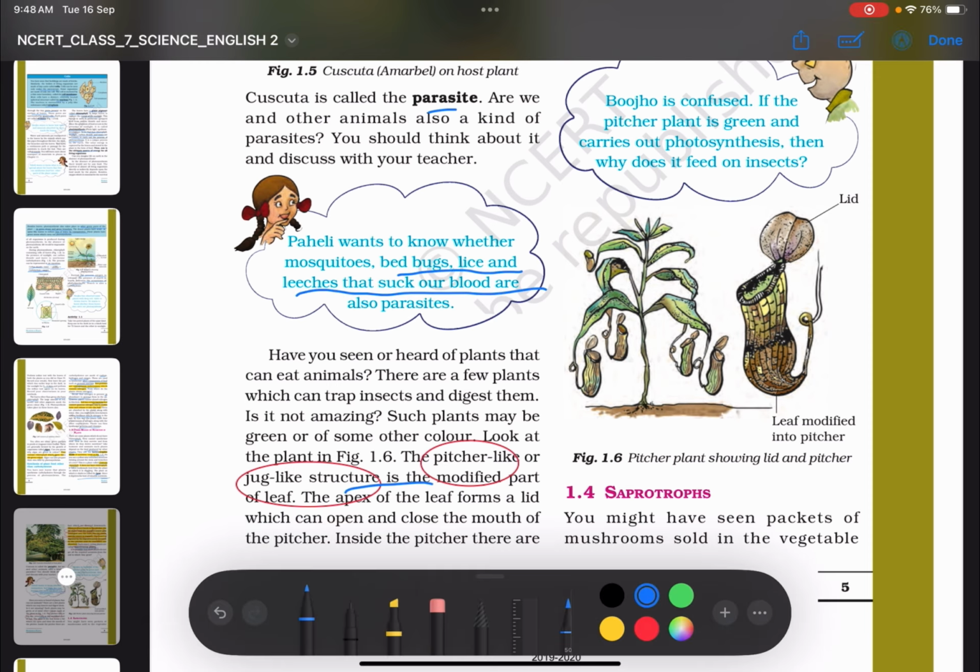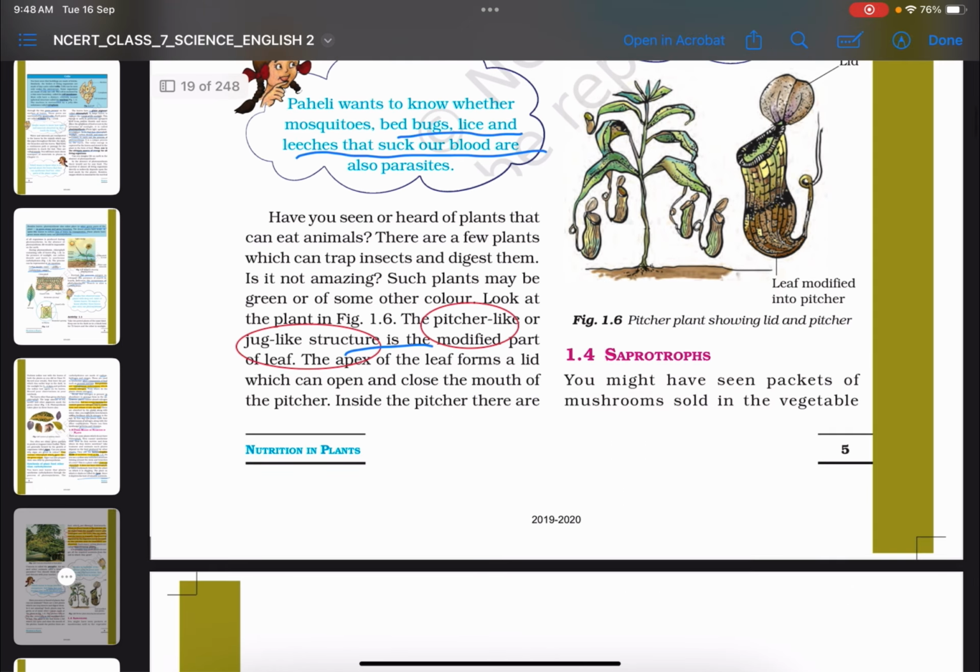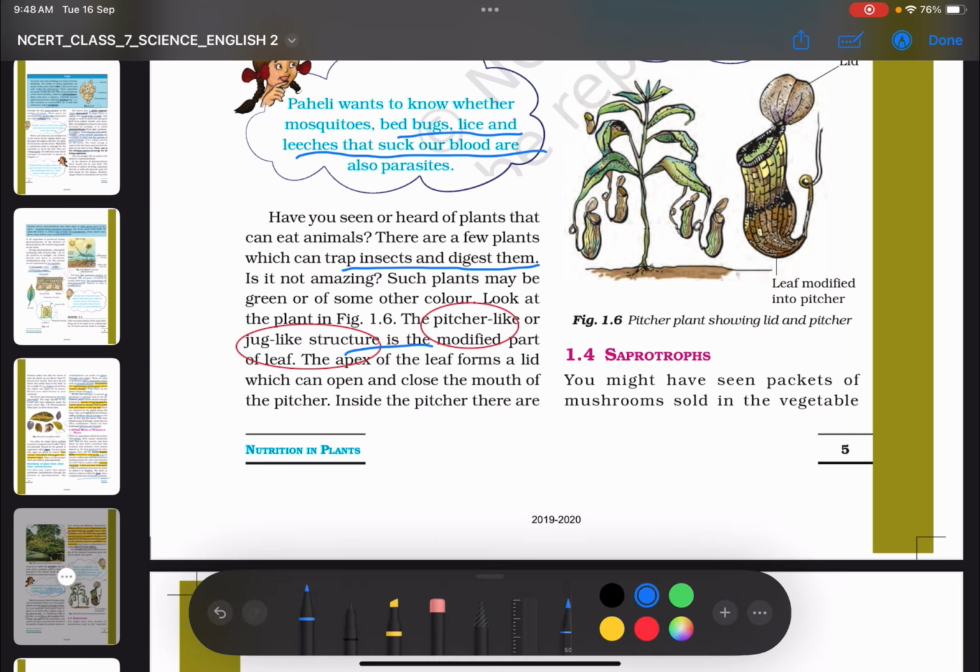Have you seen or heard of plants that can eat animals? There are a few plants which can trap insects and digest them. It's amazing. Such plants may be green or of some other color. Look at these plants.